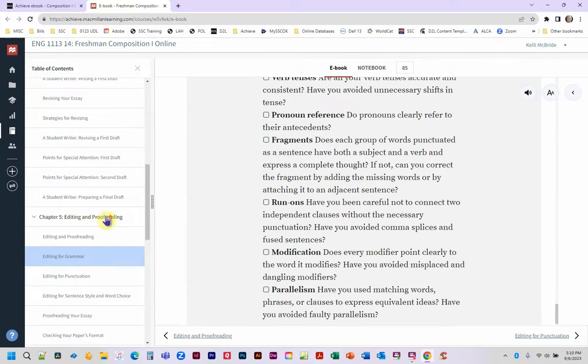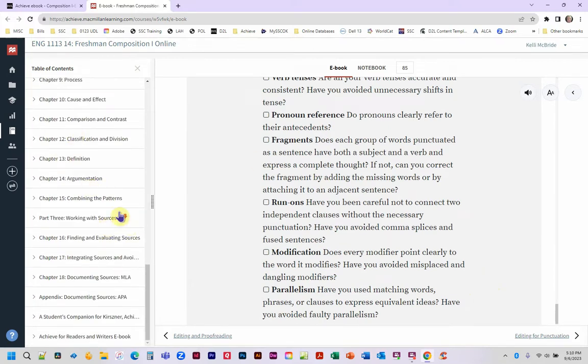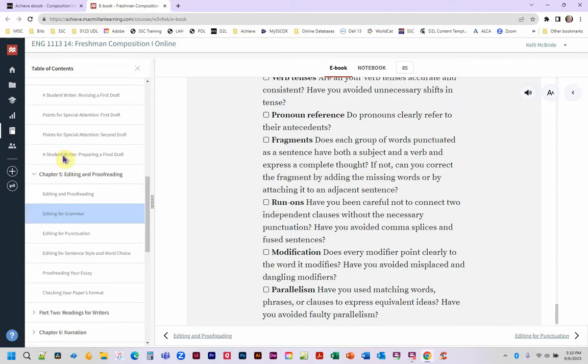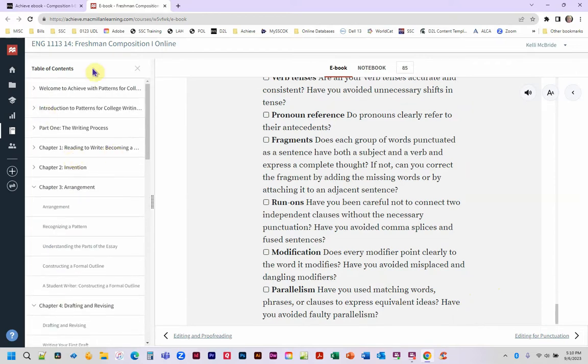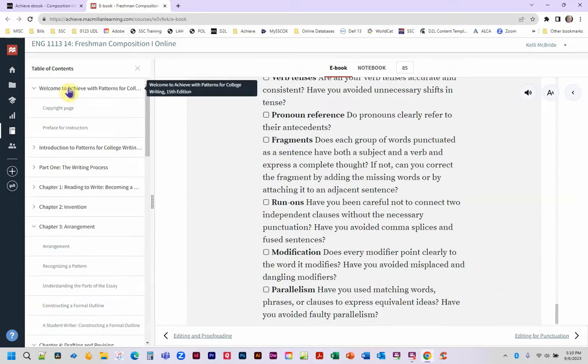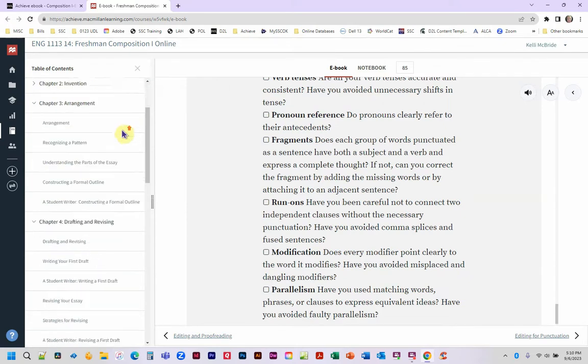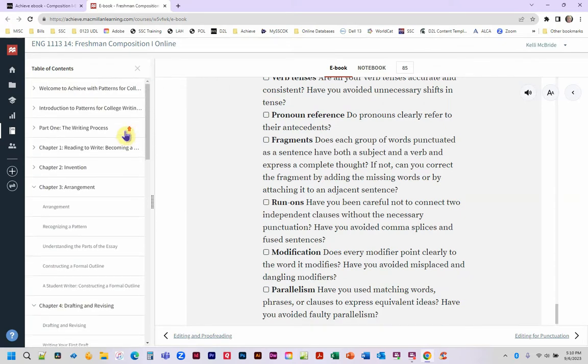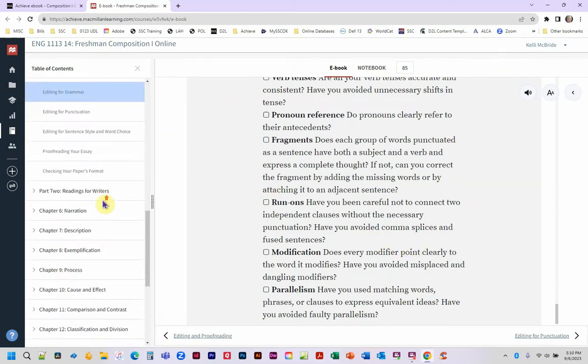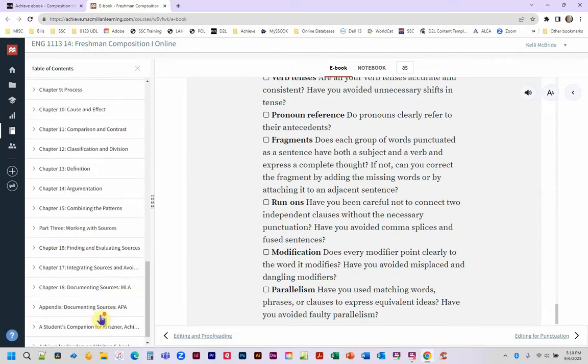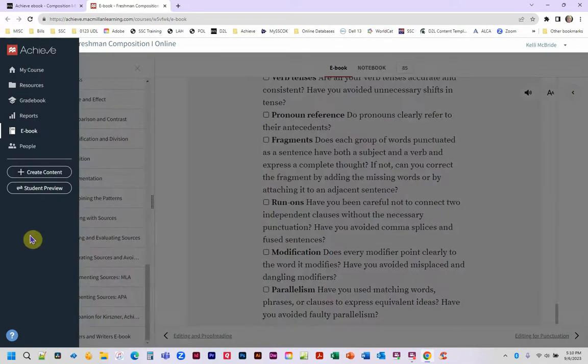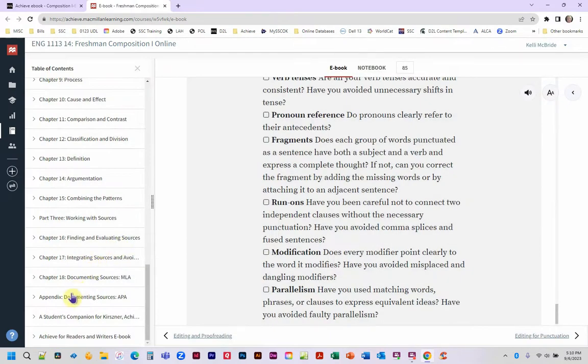Your textbook, if you look down here, actually, you can just search. Where is my search? Well, I'm not sure where the search thing is, but you should be able to search and just type in run-ons. But you can come down here and, sorry, it's down here somewhere.